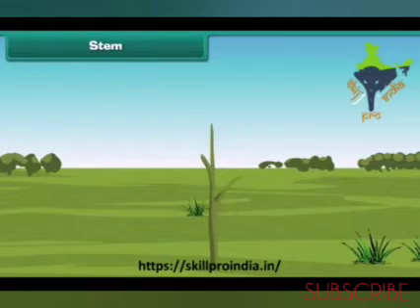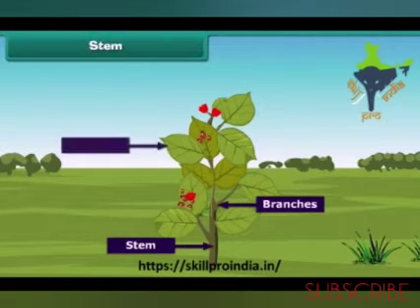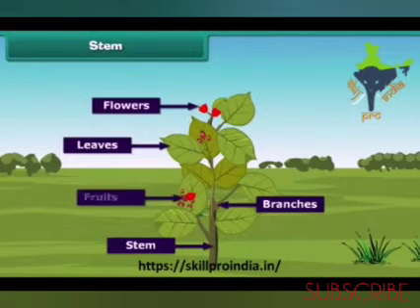Now let's know about stem. Stem is the green or brownish part of the plant which grows above the ground. It provides support to the plant and bears branches, leaves, flowers, and fruits on its body. In young plants, the color of the stem is usually green, but over a period of time and with advancing age, it turns brown in color.